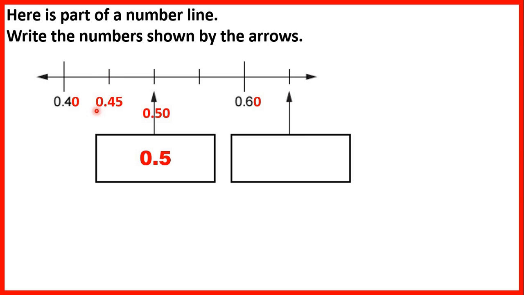So here we will have 0.45. If we ignore the decimal points, that makes sense because 45 is in the middle of 40 and 50. So 0.45 is in the middle of 0.4 and 0.5. So here we will have 0.55, and then here where the arrow is pointing will be 0.65.